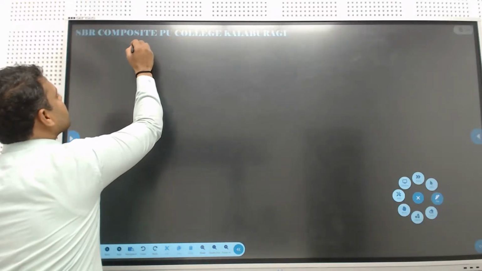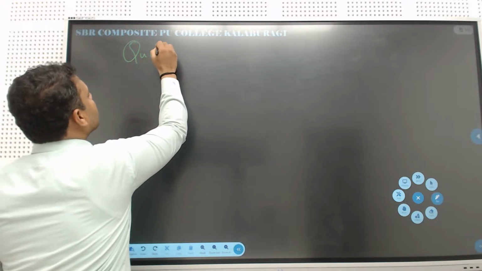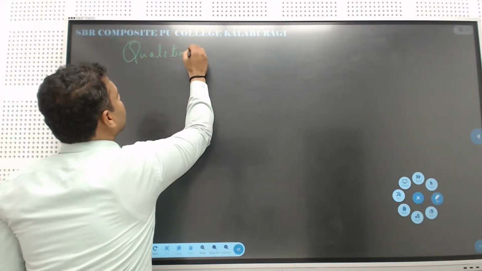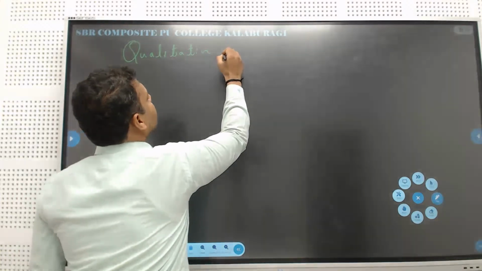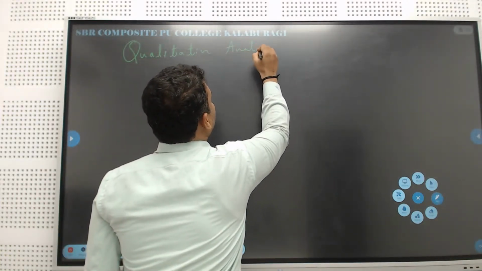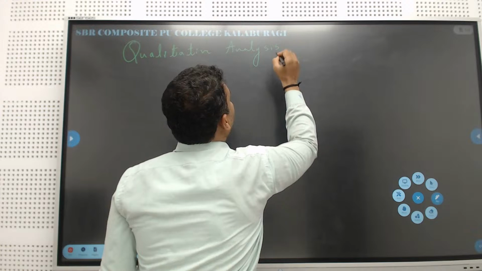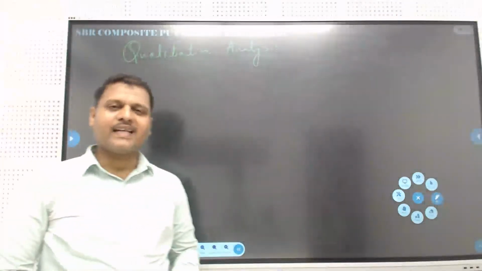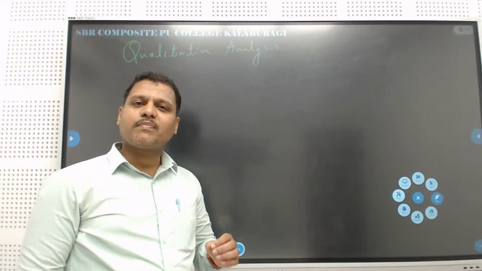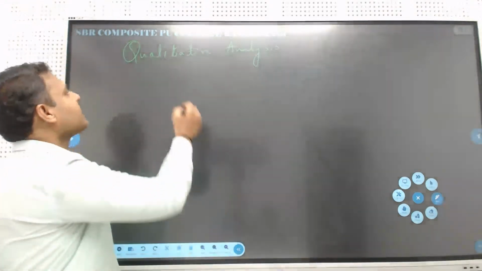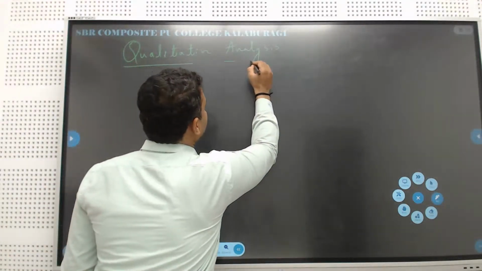Hello students. In today's session, we are going to study practical organic chemistry. And in case of practical organic chemistry, we are going to learn qualitative analysis. Qualitative analysis means what is present in the given compound. That is nothing but termed as a qualitative analysis.